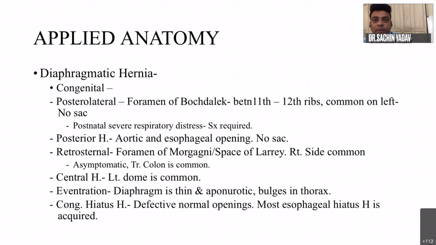So we'll see the applied aspect of the diaphragm, the diaphragmatic hernia. It may be congenital or acquired. In the congenital, it is posterolateral, where the foramen is known as the foramen of Bochdalek, between the 11th and the 12th ribs, and common on the left side. There is no sac because no peritoneal involvement is there, so no sac is formed.